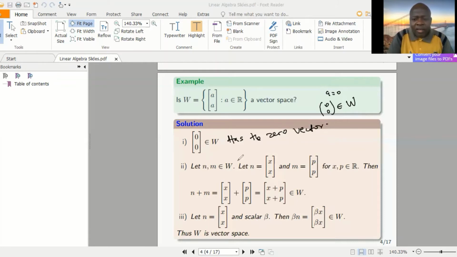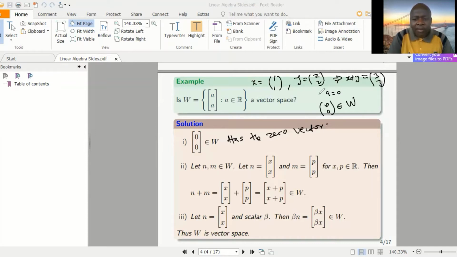Now let's check the closure property under addition. What I know is that if I take an element like 1, 1, that is X, and take Y as another element 2, 2, and add x and y, I get 3, 3. I just want to understand if it will form a vector space or not.